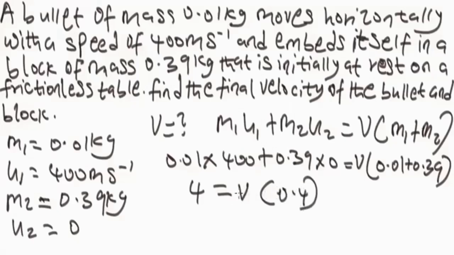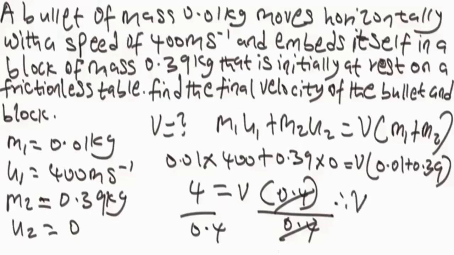To make v the subject of the formula, you divide both sides by 0.4. This will cancel this. Therefore, our v will be 4 divided by 0.4, which gives us 10. So the final velocity will be 10 meters per second. Now let's wipe this and solve another problem.